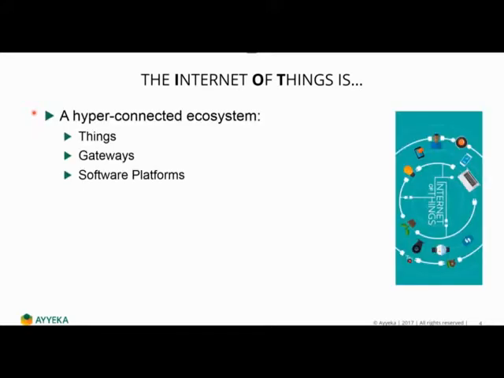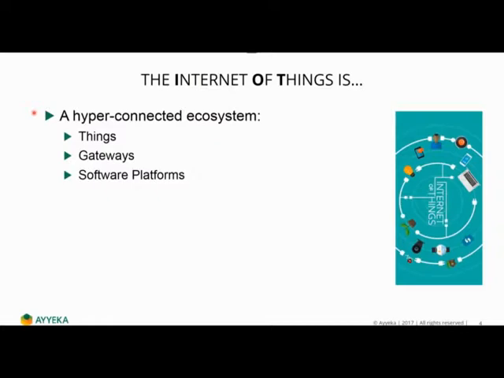We will just say that the IoT, the Internet of Things, is a hyper-connected ecosystem where you have things that could be any kind of objects, from a chair, a refrigerator, a car, or maybe some monitoring device at the source. You have gateways. These are devices that collect data from several different devices in the field and send them up to the cloud or to an on-premises server. And then you have the software platforms.